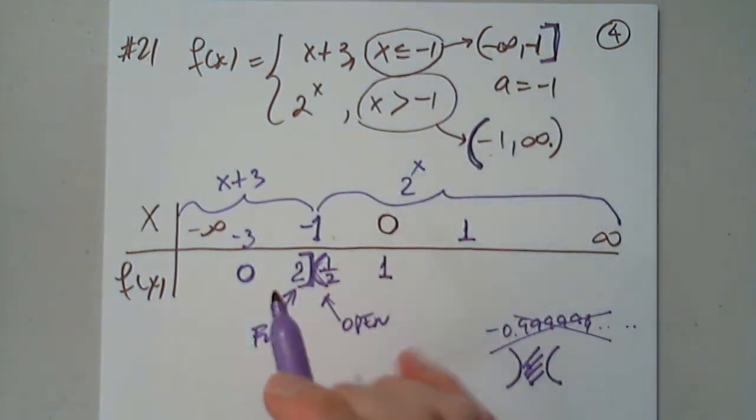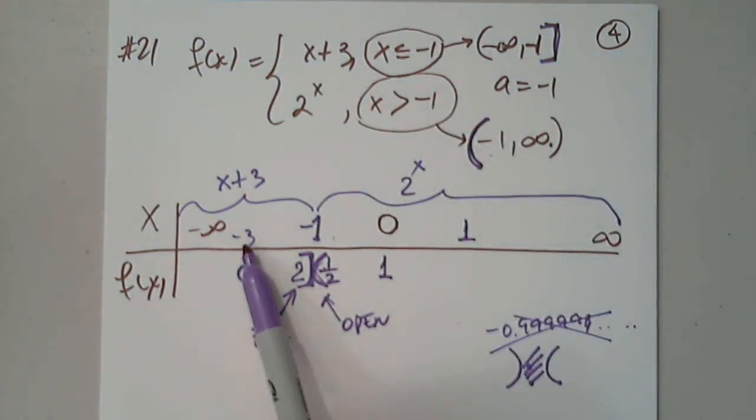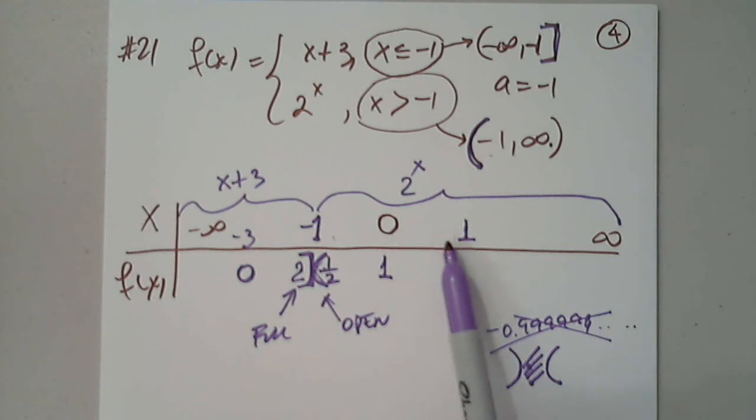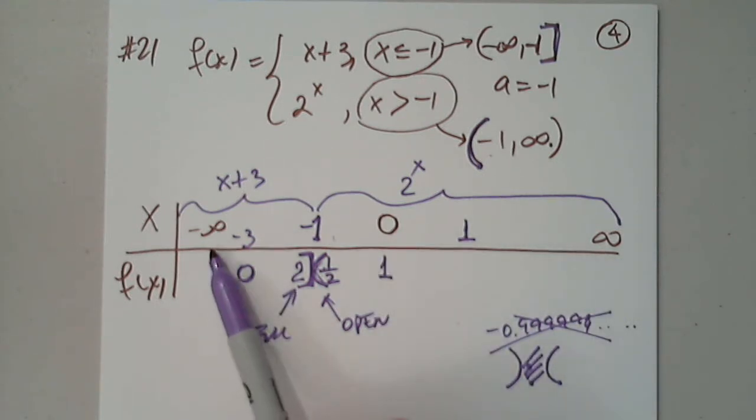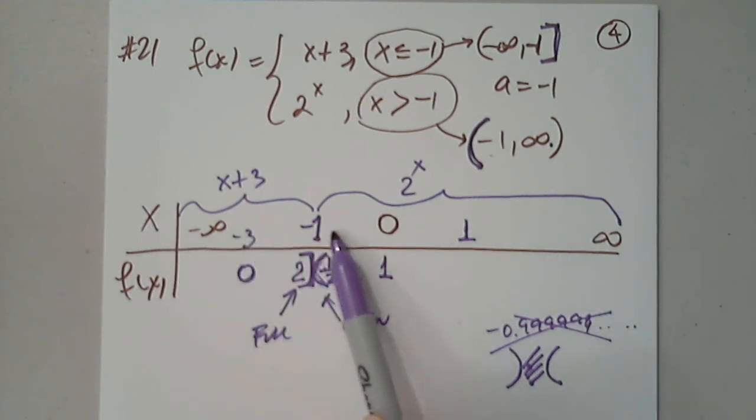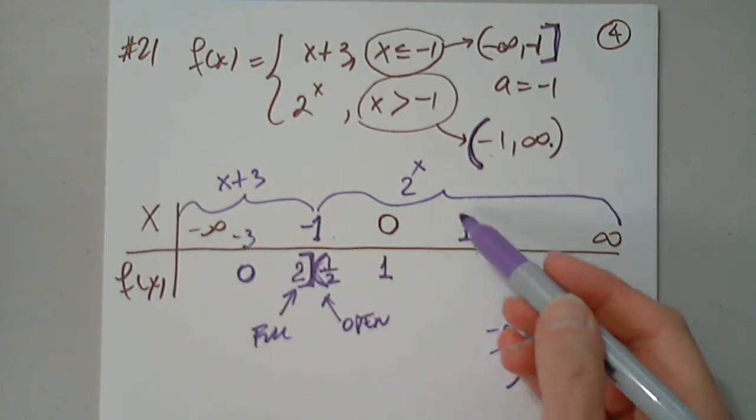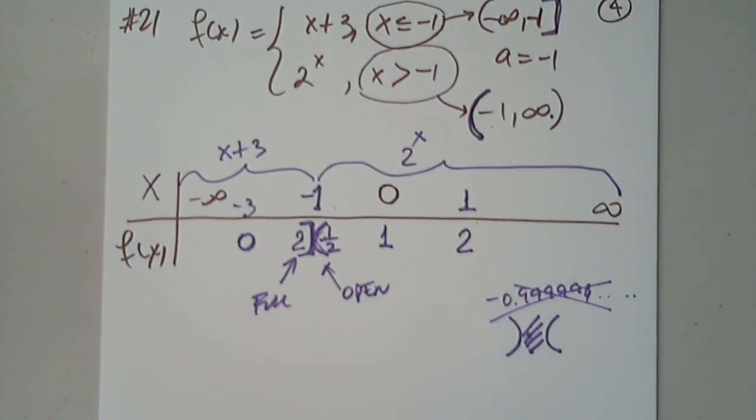Notice one thing again. Negative infinity, -3, -1, 0, 1, infinity. Do not put 1 in here and -3 here. Everything is in ascending order. So when I plug in 1, I get 2. That's all I need.